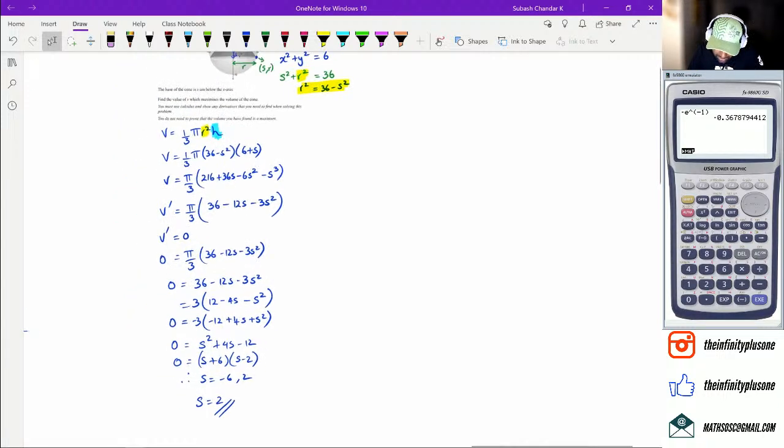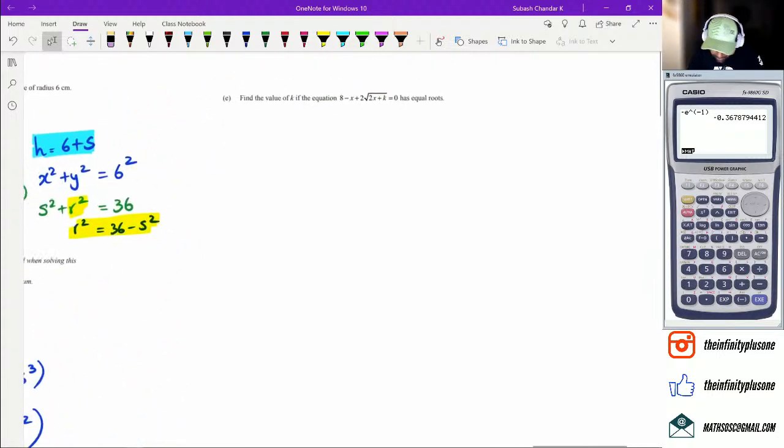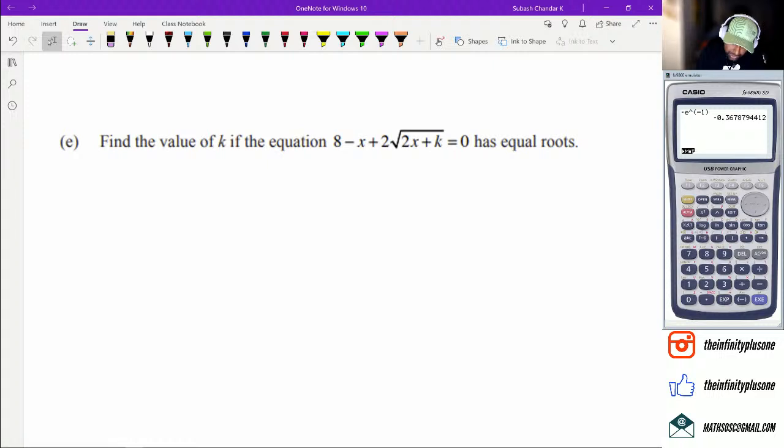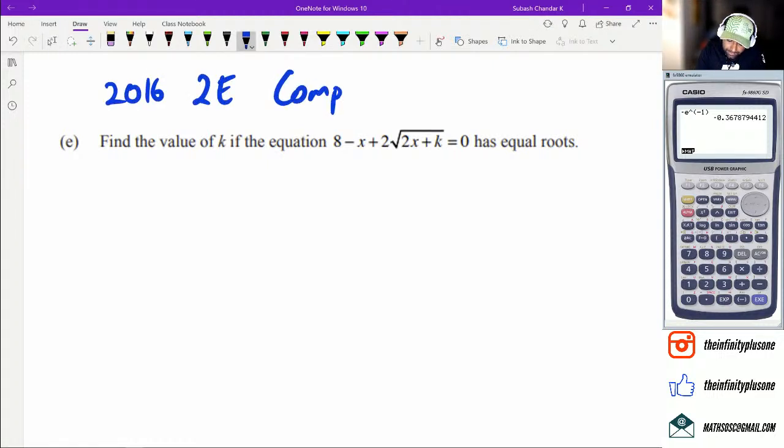Alright guys, so last question for the night, which is this one here. I believe this was 2016, 2E complex.